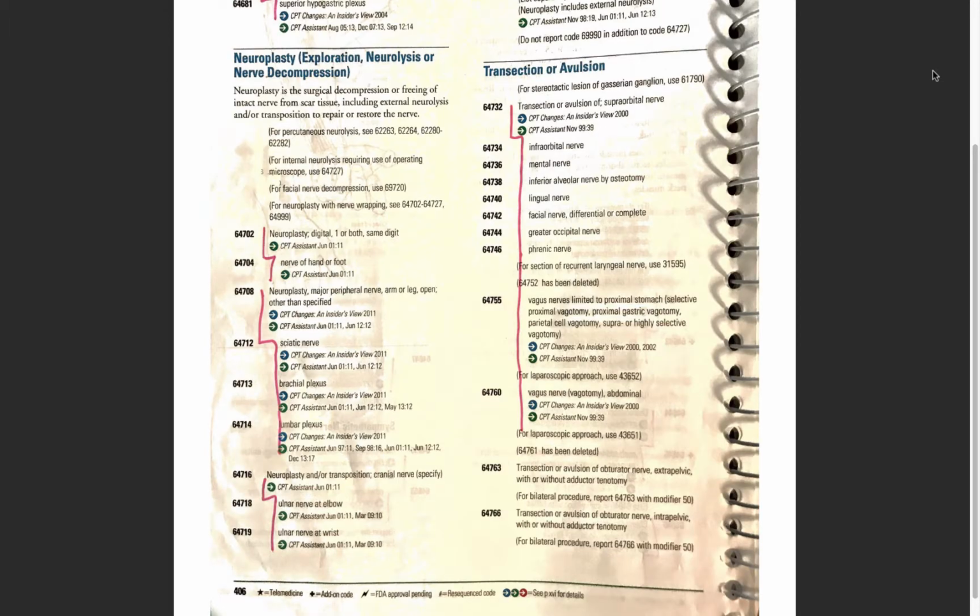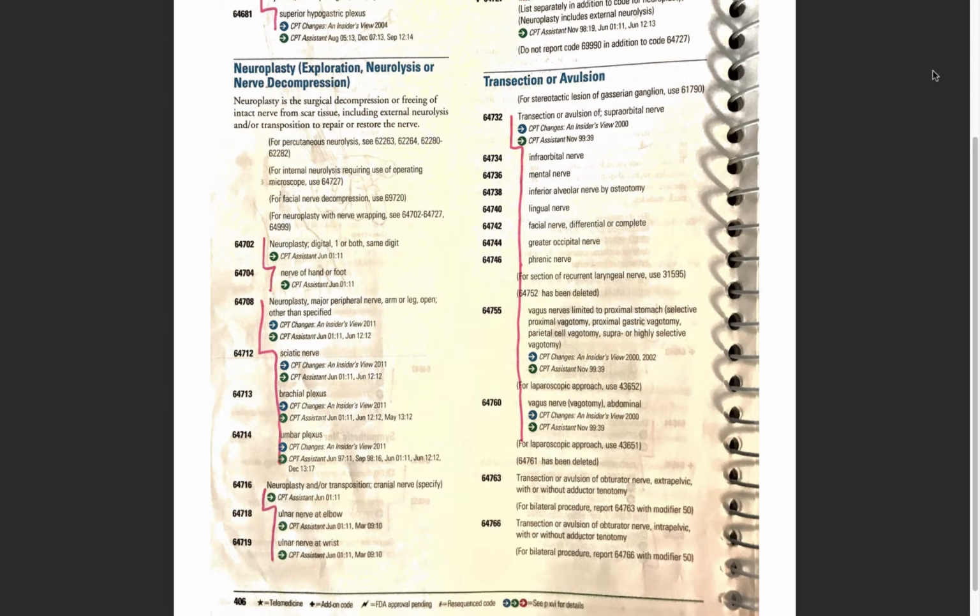Let's look at the neuroplasty section. A neuroplasty is the surgical decompression or freeing of an intact nerve from scar tissue, including external neurolysis and/or transposition to repair or restore the nerve. 64702 is a neuroplasty, digital, so your fingers or your toes, one or both, same digit. Indented underneath it is 64704, which is for the nerve of the hand or foot. These are coded by region and approach.